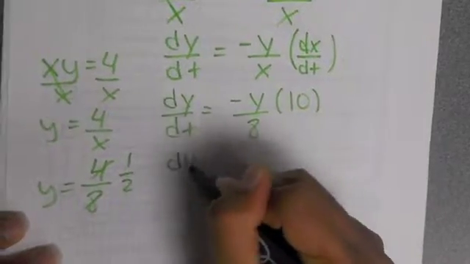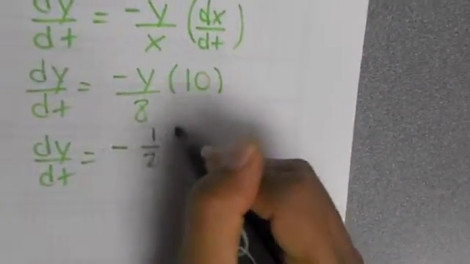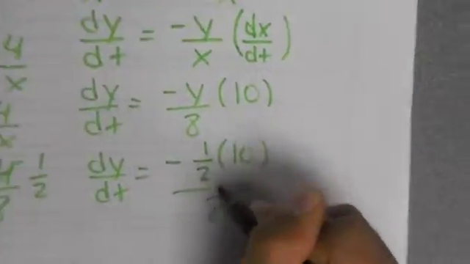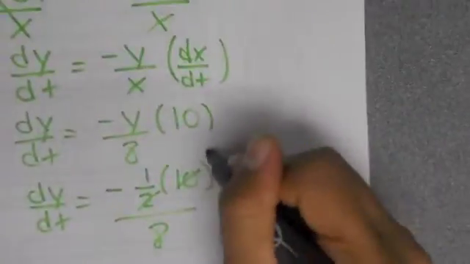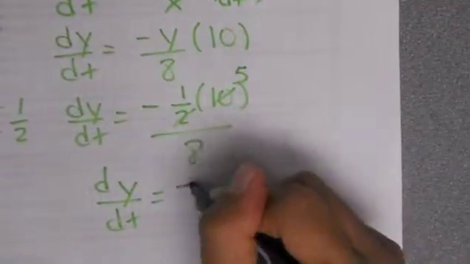So dy over dt is equal to negative 1/2 times 10 over 8. So here we go, it cancels out nicely. dy over dt is equal to negative 5 over 8. And there's the answer.